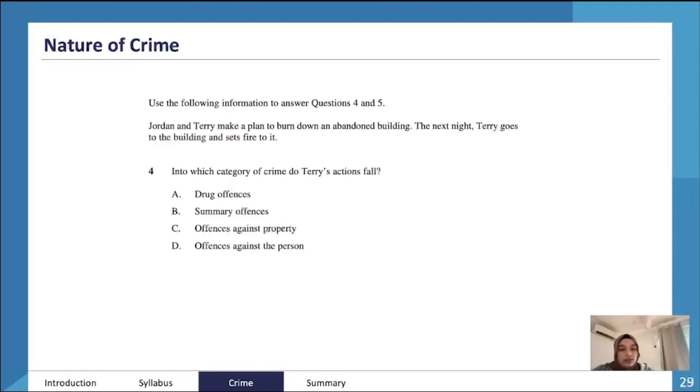All right, so we've got some information. Jordan and Terry make a plan to burn down an abandoned building. The next night, Terry goes to the building and sets it on fire. Jordan and Terry are both making the plan. Terry is the person who commits the crime. Into which category of crime does Terry's actions fall under? Is it A, B, C, or D? Again, have a think about it, and then we will go through the answer.